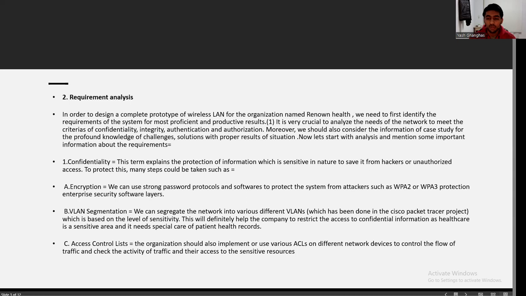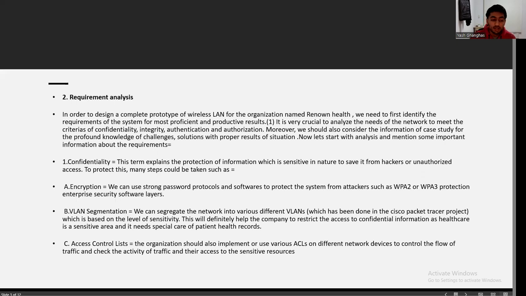It is very crucial to analyze the needs of the network to meet the criteria of confidentiality, integrity, authentication and authorization, because this is very important in healthcare. First, let's start with confidentiality. Confidentiality means the protection of information which is sensitive in nature. As already mentioned, this is a healthcare company, so the information would be regarding patients. If that information is leaked, it can harm the patients in a very severe way. That is why they need to protect their files and patients' information from hackers or attackers.